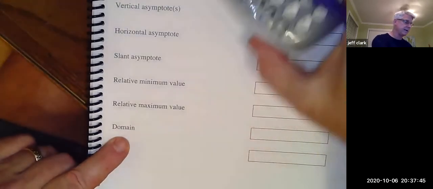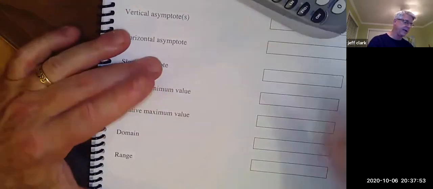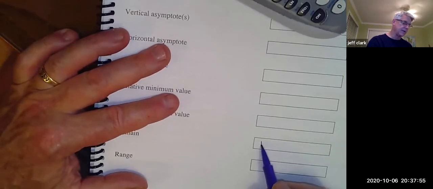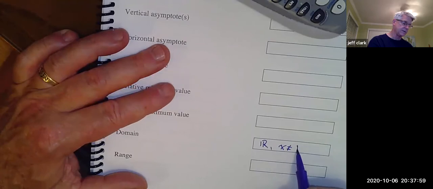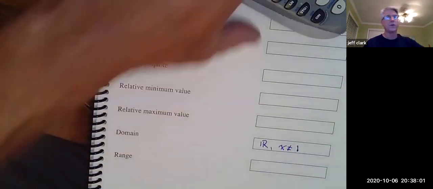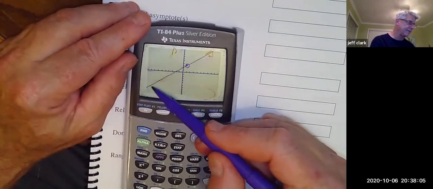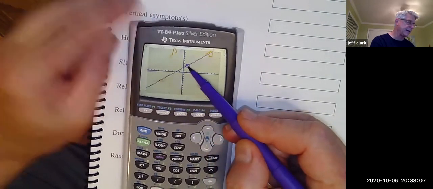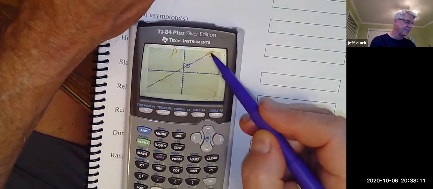What's the domain? Well, you can't use 1. You still can't use 1 because it's a hole. So the domain would be all real numbers except 1. And the range, okay, the range is from lower to higher, negative infinity until you get right here, wherever that is, all the way up to infinity.